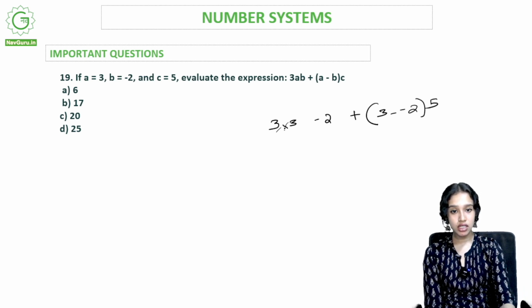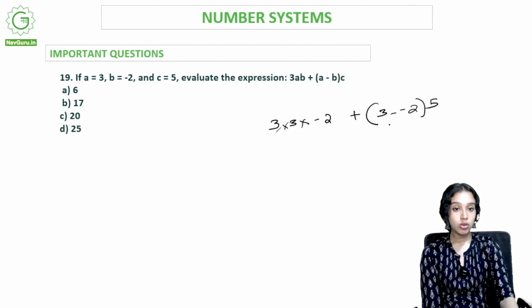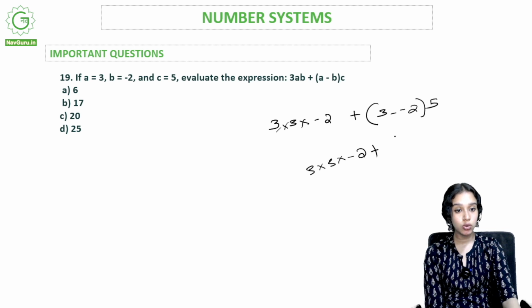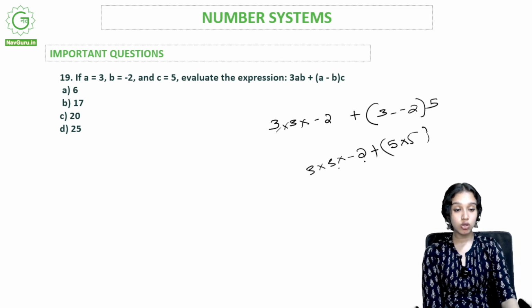So it's 3 into minus 2 in plus 3 minus minus 2 into 5. So what is inside the bracket here? It's 3 into minus 2 plus 3 minus minus 2, which means 3 plus 2, which is 5, into 5. Now we'll do the multiplication. What is the multiplication part here? 3 into 3 is 9, 9 into minus 2 is minus 18, and 5 into 5 is 25.